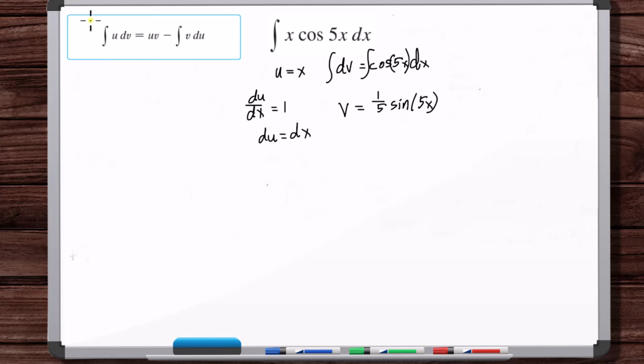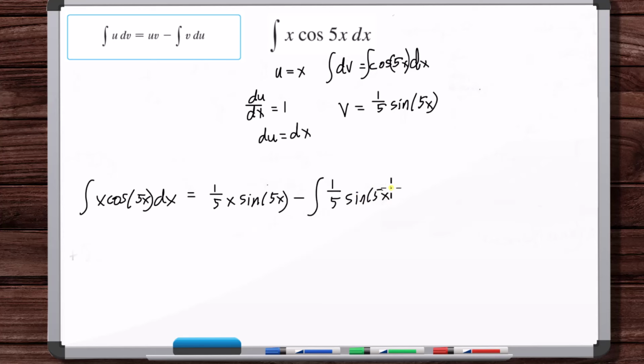So our original integral, x cosine 5x dx, according to this formula, is equal to u times v, which is 1/5 x sine 5x, minus the integral of v du. Here's v, and du is just equal to dx, so 1/5 sine 5x dx. And there we go.